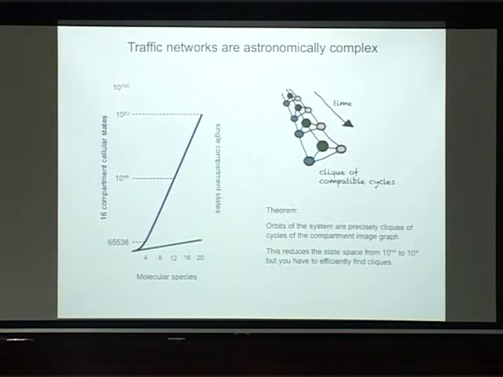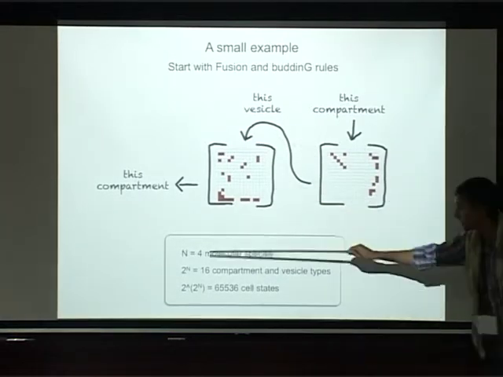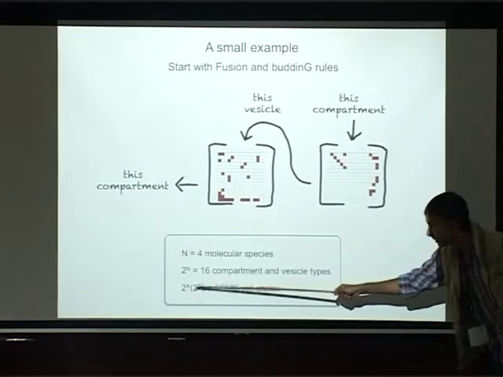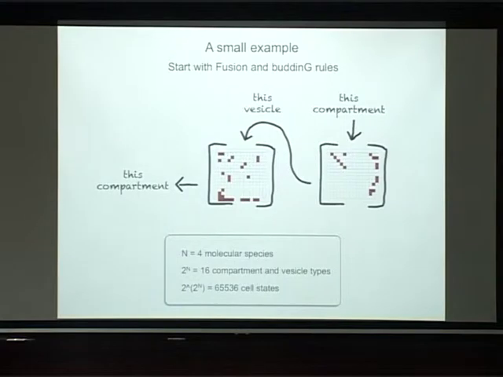Okay. Very quickly, I'm just going to show you what this kind of model does, and then go to a more concrete model where many of your questions will be addressed. So here's a specific example. This is the budding matrix. This is the fusion matrix. There are 4 molecules. Therefore, there are 2 to the 16 compartmental states and 2 to the 2^16 cell states, because a cell can contain any one of these compartments.